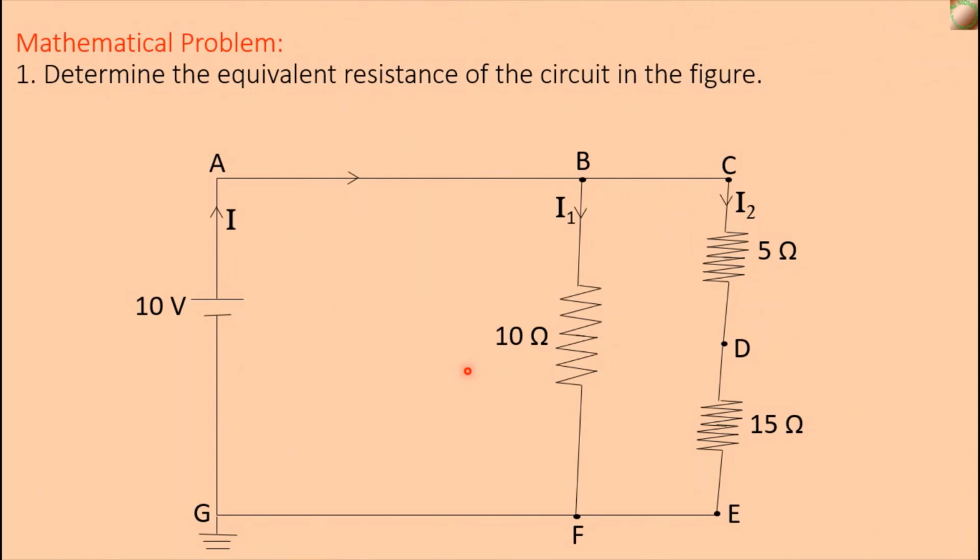Mathematical problem. Determine the equivalent resistance of the circuit in the figure. This is a mixed circuit. Here there are 3 resistances, 10 ohm, 5 ohm and 15 ohm, in series combination and also parallel combination. Therefore, it is a mixed circuit. Now we will determine the equivalent resistance of this circuit.